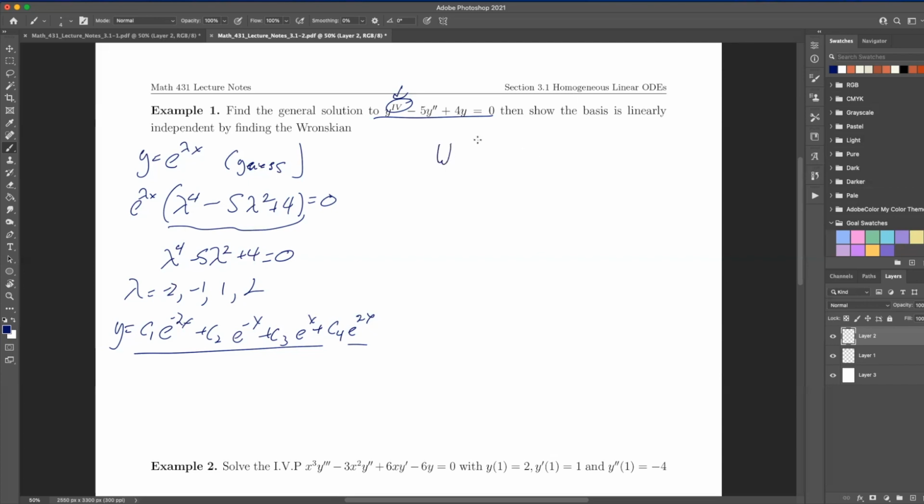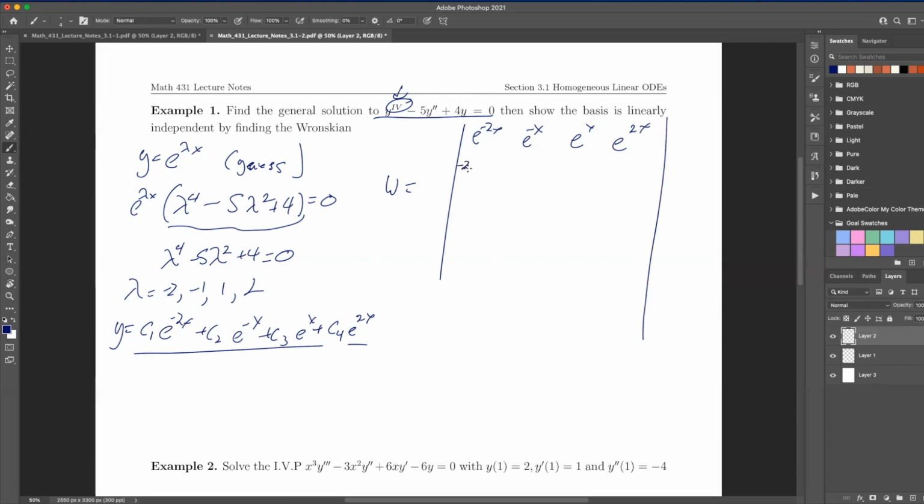All right, so let's look at the Wronskian of all this. What are my solutions here? My Wronskian is equal to the determinant of e to the minus 2x, that's one of them, e to the minus x, e to the x, and e to the 2x. So these are my 4 solutions, right? 1, 2, 3, 4. That's my 4 solutions, which I assume to be linearly independent. I'm going to prove it to you.